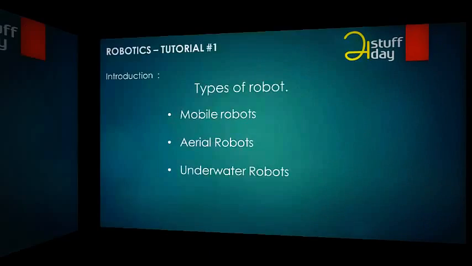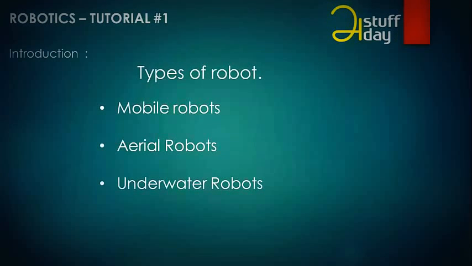Now let's move on to the very basic classification of robots. So there are these three types of robots which are very basically designed by us. The first type is mobile robots. Mobile robots are nothing but a set of wheeled robots. They can move on land and some other terrains which resemble land. Solid terrains.